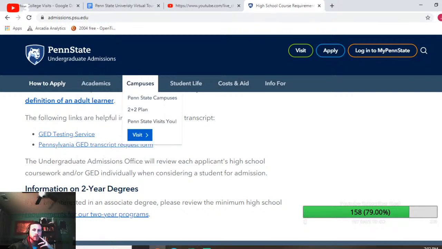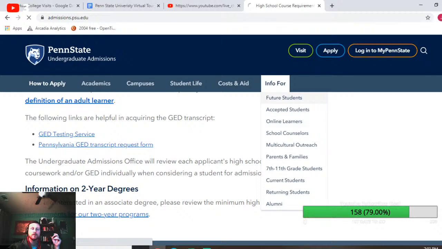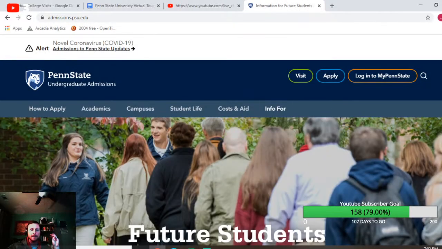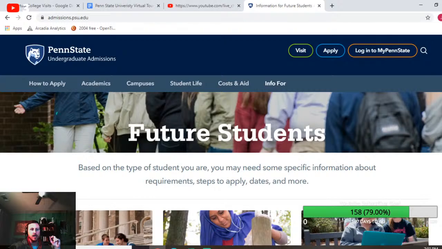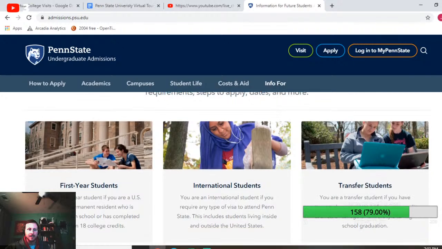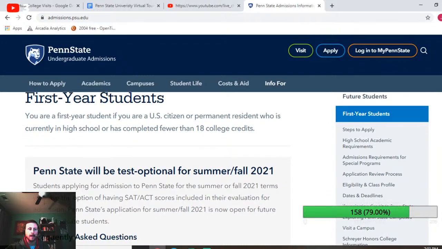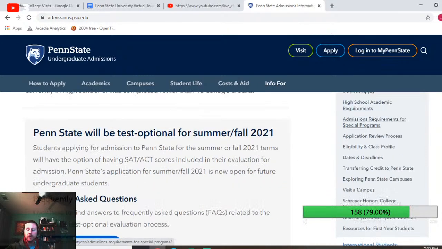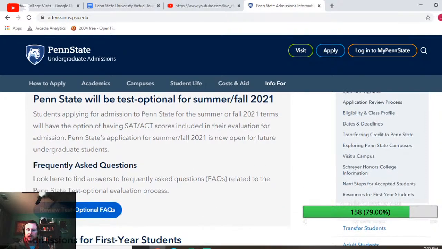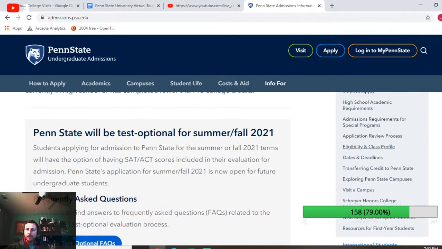Let's look at future students and see what that has to say. Okay, so you may need some specific information about requirements, steps to apply. So this would be first year students, I would think. High school, you don't need that. Admissions requirements for special programs, maybe. Eligibility and class dates, deadlines, explore the campus, visit a campus, next steps, resources. I don't think we really need to go into academic requirements from high school. Application review process, maybe?